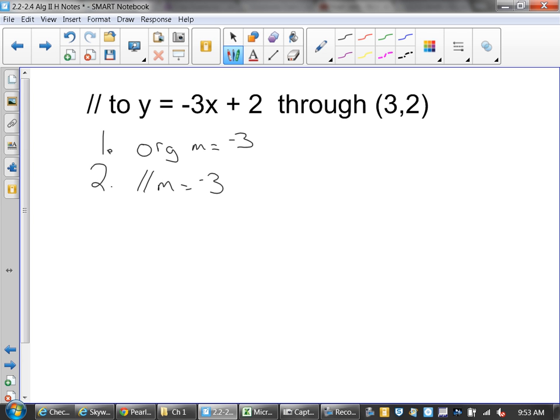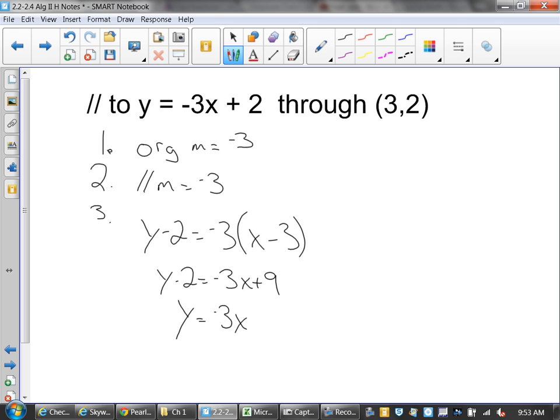So now I'm going to go right back into point slope form with my parallel slope, because it's a parallel problem, and with that ordered pair, 3, 2. Y minus 2 is negative 3 times x minus 3. Distribute and solve. You're done.